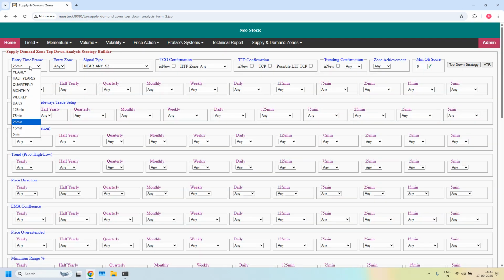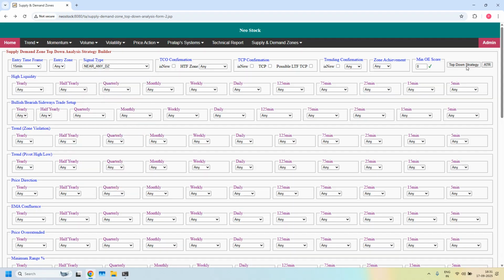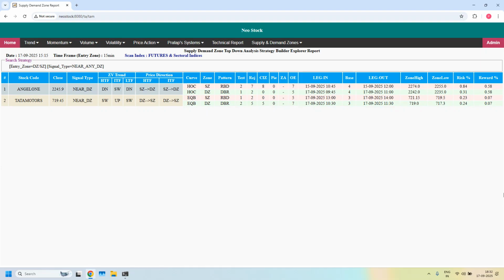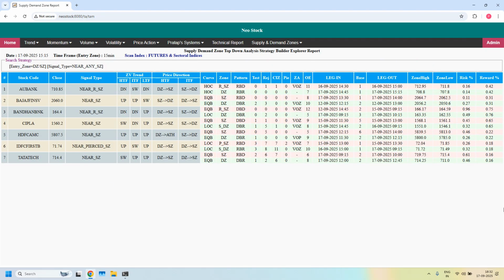Next time frame is 15 minutes. Stocks near the 15 minutes demand zone, we got 2 stocks. Next, stocks near the 15 minute supply zone, we got 7 stocks.